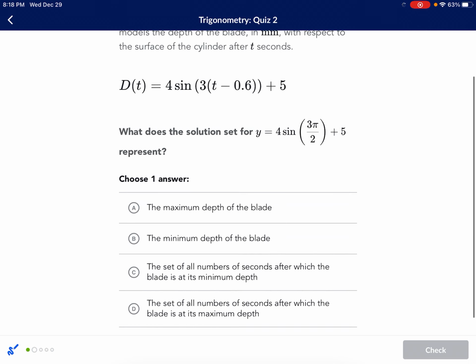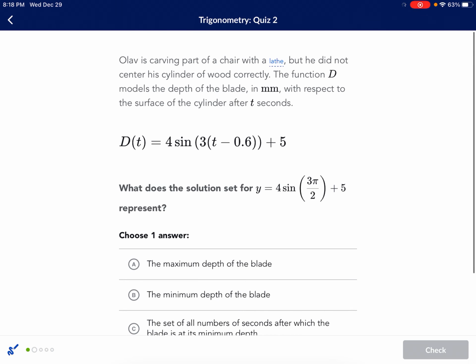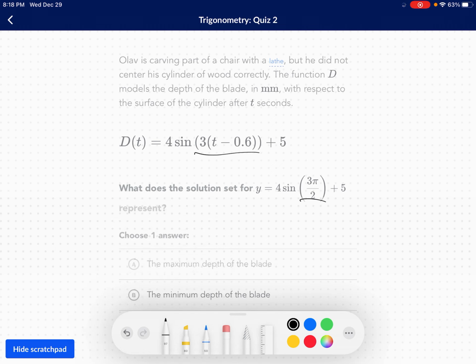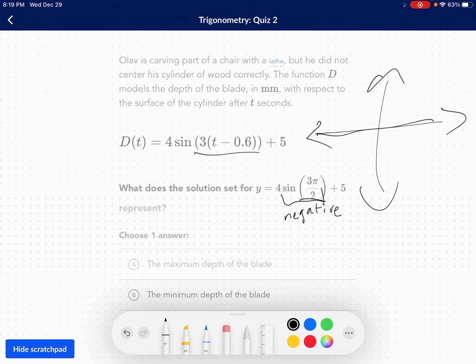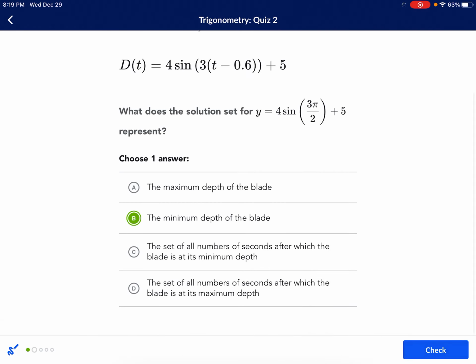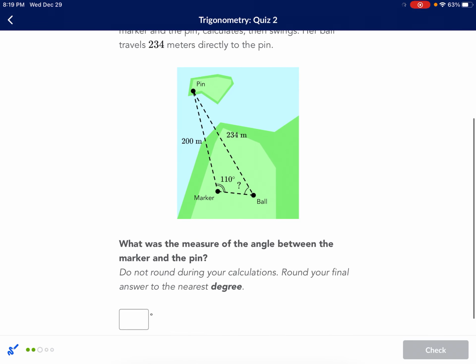Alright. So what does the solution set for that represent? What I see immediately is that this is a substitute of this, and 3 pi over 2 is here. Wait, the sign, this is negative, right? Because pi is here, and 3 pi over 2 is here. Right, this is negative. So this represents the minimum. Alright.